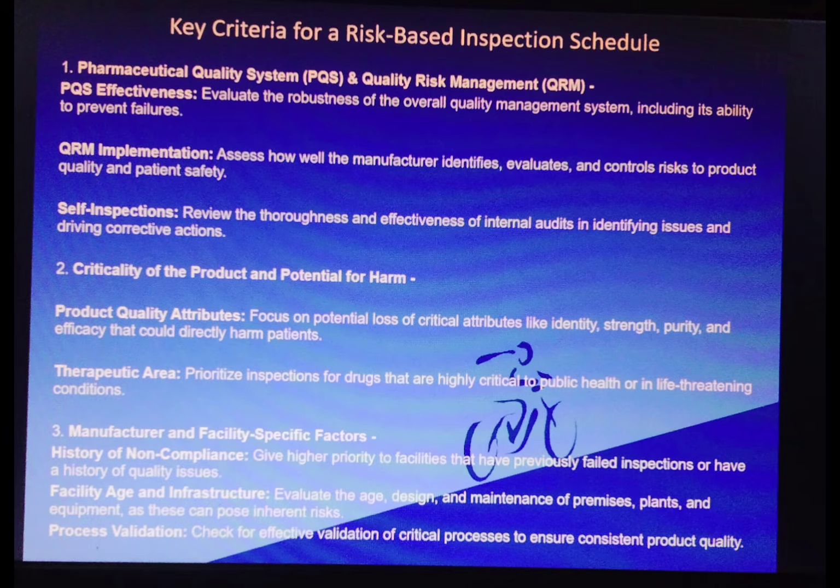Manufacturer and facility specific focus: history of non-compliance, facility age and infrastructure, process validation. History of non-compliance: give higher priority to facilities that have previously failed inspection or have a history of quality issues. Facility age and infrastructure: evaluate the age, design and the maintenance of premises, plant and equipment, as these can pose inherent risk. Process validation: check for effective validation of critical processes to ensure consistent product quality.